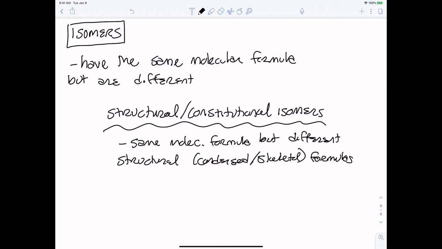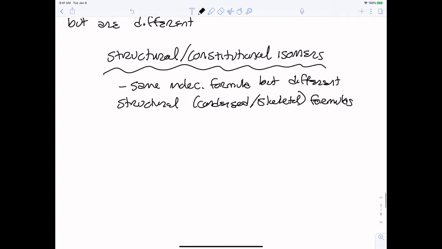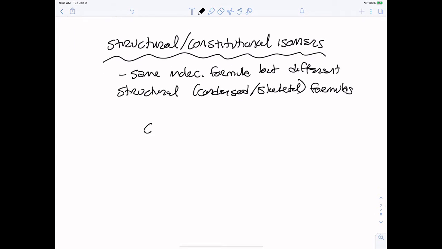Once we learn to start naming organic molecules, they're going to have different names. They're going to have different boiling points, different melting points. They're just plain not the same thing, even though they have the same number of each type of atom. So the first example, we'll do C5H12.